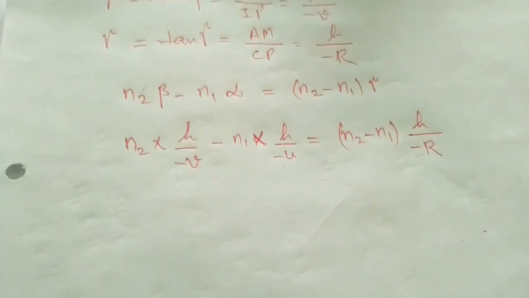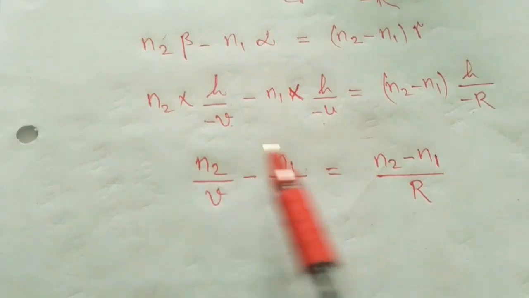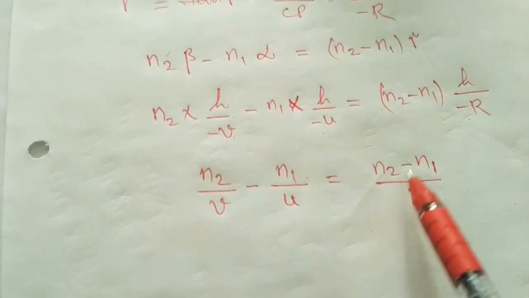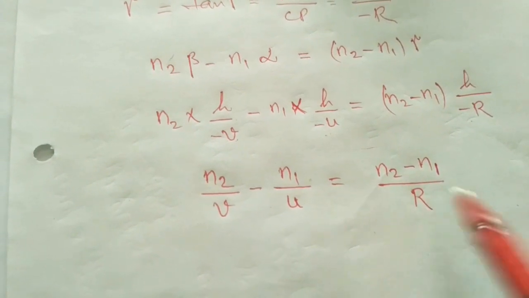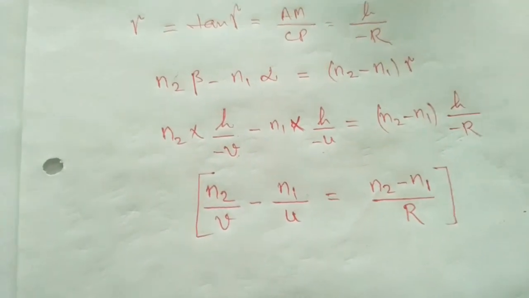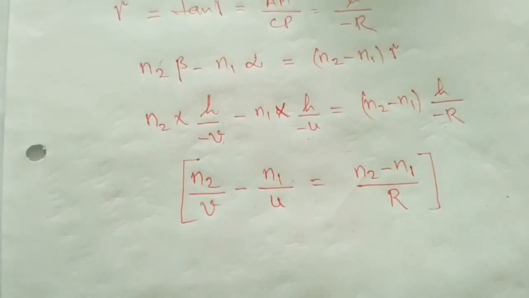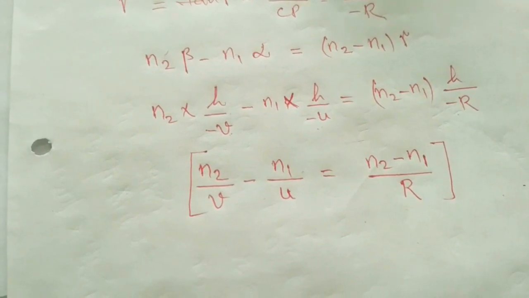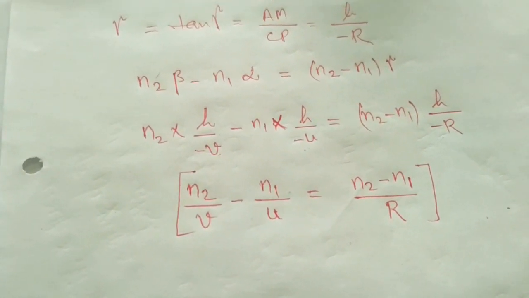Let's see what will be next. See here, h and the negative sign cancelled. What will remain? n2 by v minus n1 by u is equal to n2 minus n1 by R. Sometimes in the board examination, you are asked to prove this equation using either a concave or convex spherical surface. This is the first proof in this chapter.